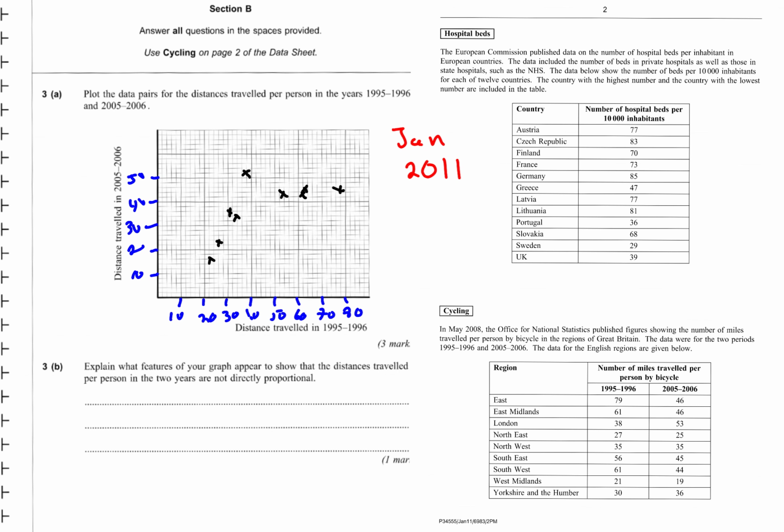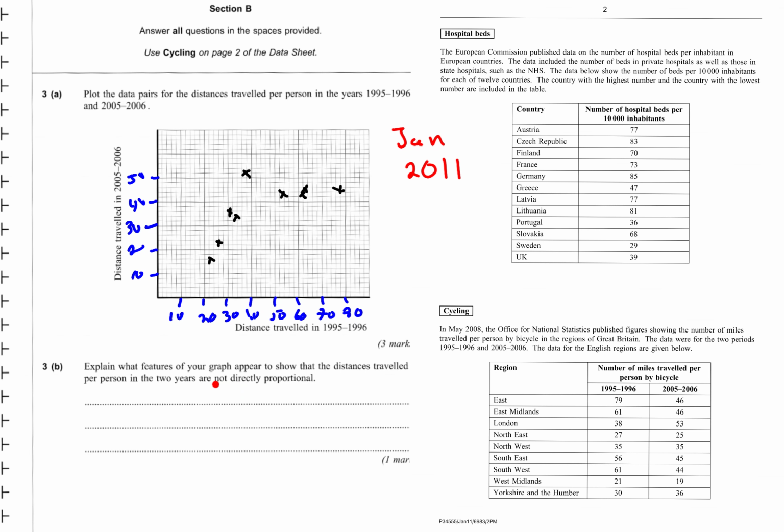Welcome back. If you look at my diagram here, I've tried my best to plot them. It's very difficult on this type of quality and using a pen. Anyway, so you should get the idea of the plots. So I've plotted my graph, the two data pairs. Now the third question says, explain what features of your graph appear to show the distance travelled per person in the 2 years are not directly proportional. Now this always comes up, so it's asking us, what can you see about this diagram that suggests that it's not directly proportional?